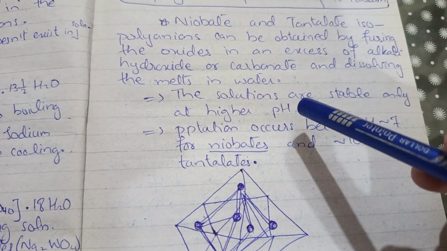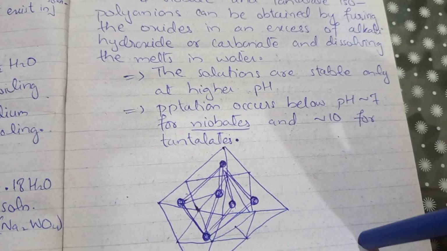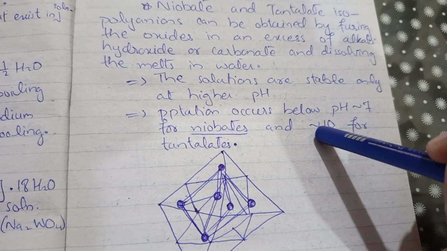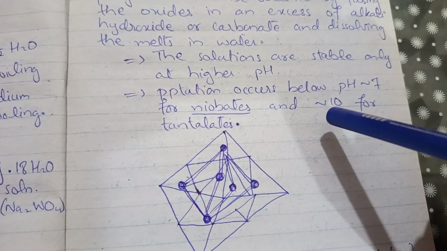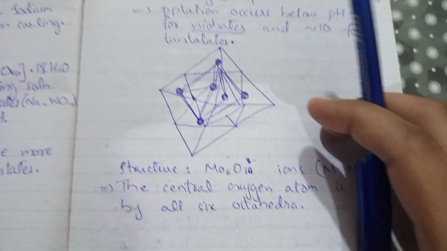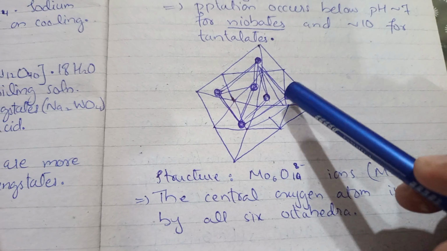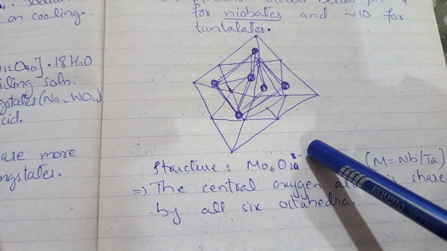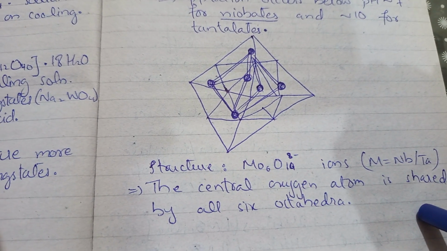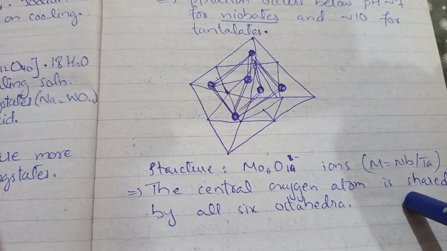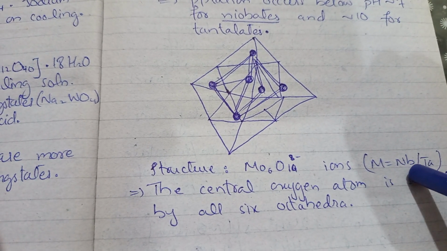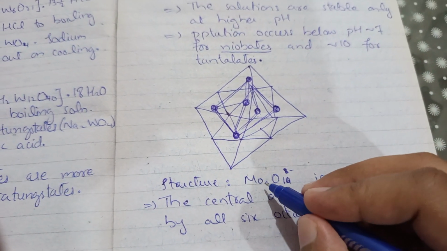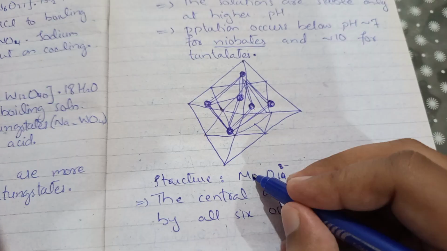The solutions are stable only at higher pH, and precipitation occurs below a pH of about 7 for niobates and about 10 for tantalates. So here I have drawn a rough structure of this ion, right? This is the M6O19 8- ion. M may be niobium or tantalum. And please correct it, this is not molybdenum, this is M.